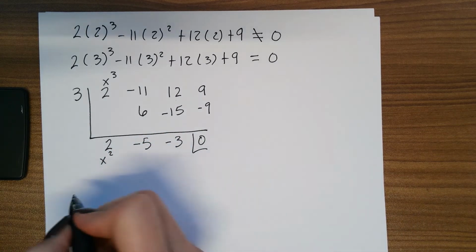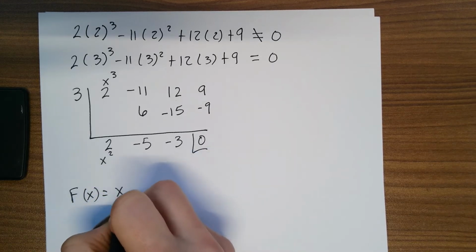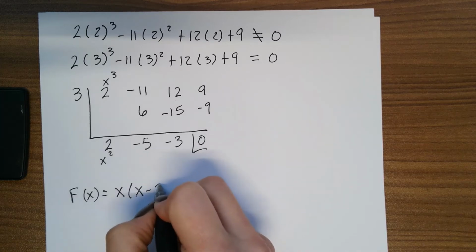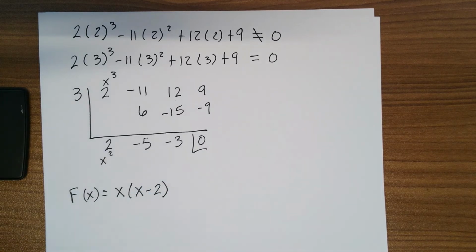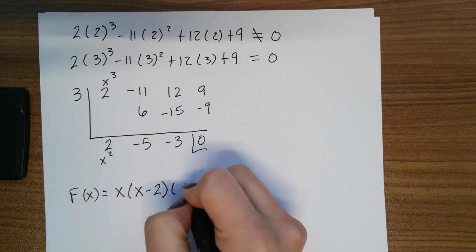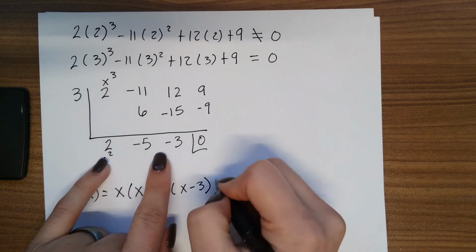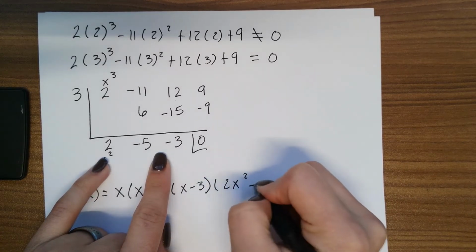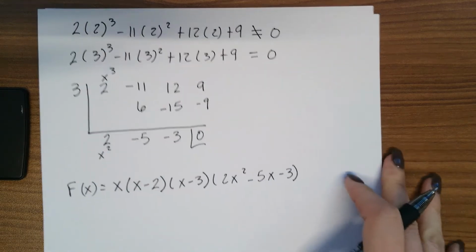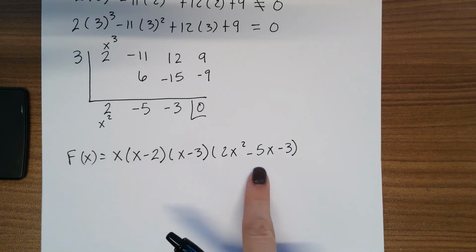So taking everything into account now, looking back, I have f of x equals the x that we factored out, the GCF, the x minus 2 from the first root we found. And now I know 3 is a root. So x minus 3, and what I have left here, 2x squared minus 5x minus 3. So I have something linear, linear, linear, and a quadratic.